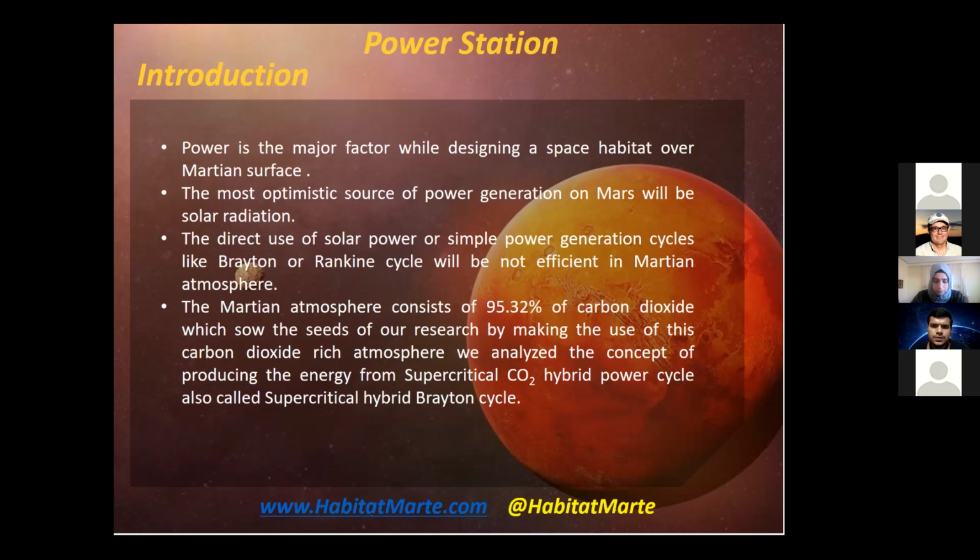The Martian atmosphere consists of around 95.32% carbon dioxide, which sowed the seeds of our research. By making use of this carbon dioxide rich atmosphere, we analyze the concept of producing energy from a supercritical CO2 hybrid power cycle, also called the supercritical hybrid Brayton cycle. We are saying hybrid Brayton cycle here because we are going to use some other kind of combustion chamber instead of the conventional one, which basically uses the burning of a propellant. We are not going to use that in this hybrid Brayton cycle.